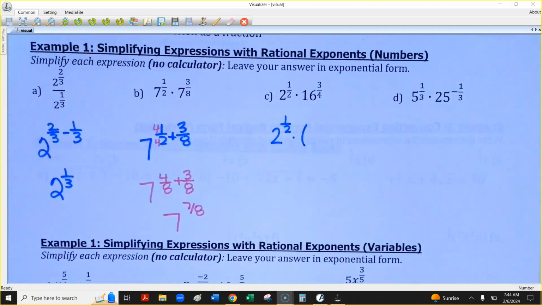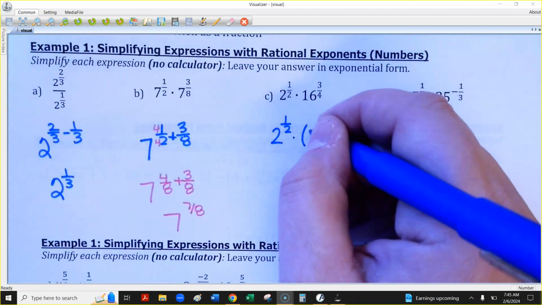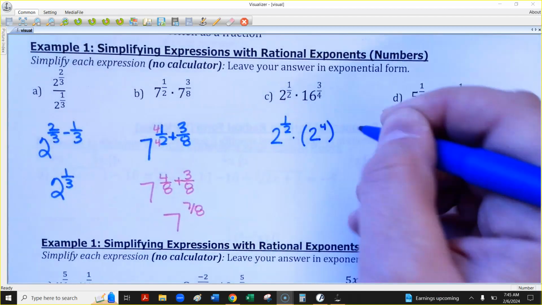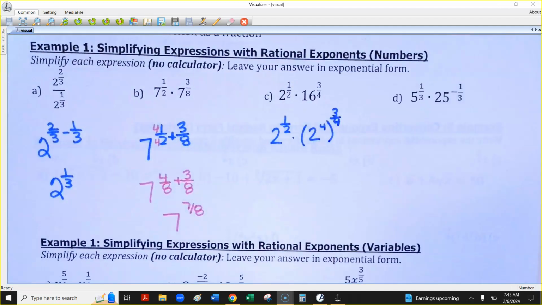You can't? That little yellow sheet might come in helpful. 16 is 2 to what power? Does anybody know? The 4th. Okay, so here's what I'm going to do. I'm going to rewrite this as 2 to the 4th, and this is going to then involve 2 exponent properties.